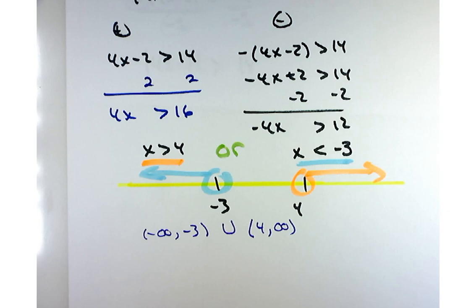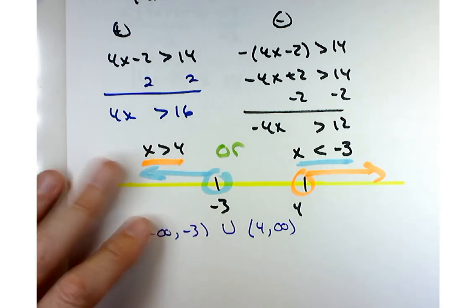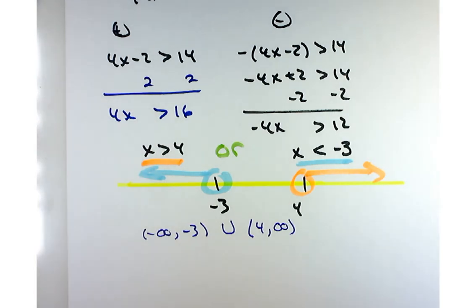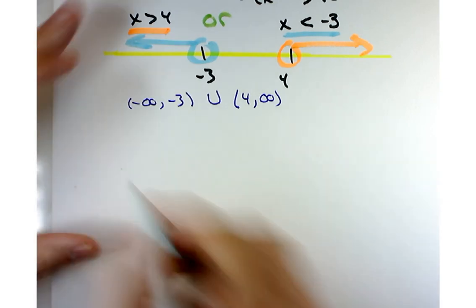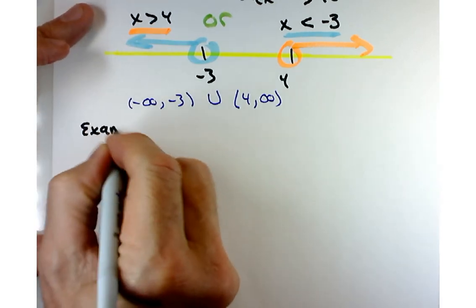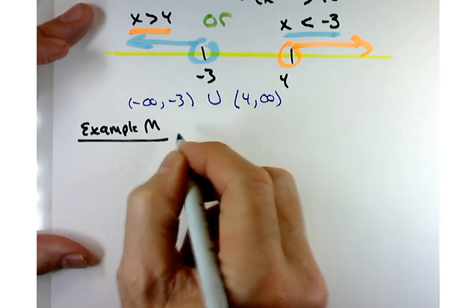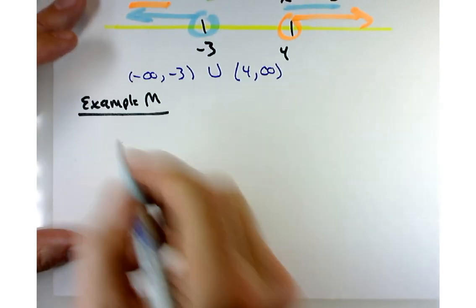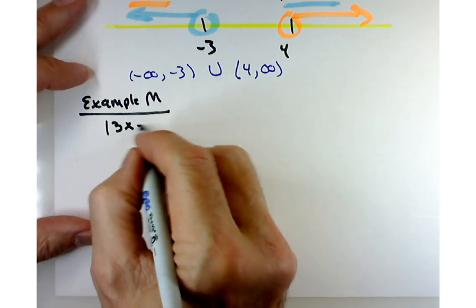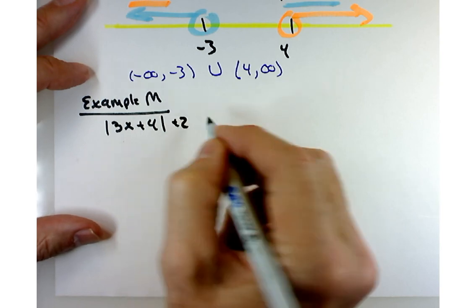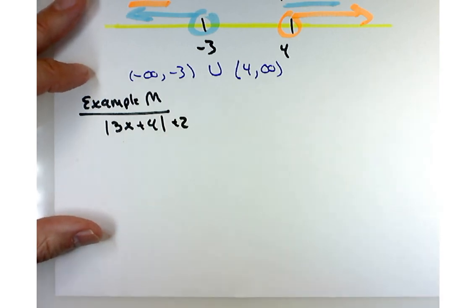Let me give you kind of a bonus example, and then we're gonna have to discuss a couple of special cases here. So I think your handout has run out, but we'll continue numbering and lettering these things as if it didn't. I'll title this one example M. Absolute value of 3x plus 4 plus 2. Let's see.